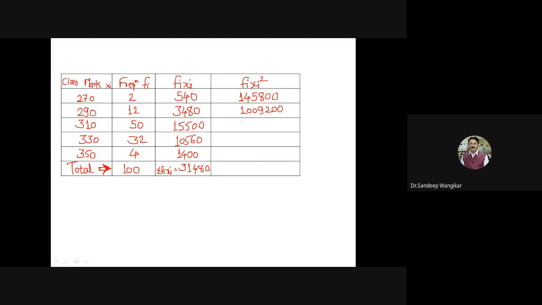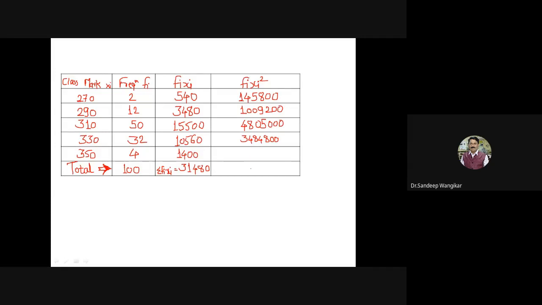4805000. Very nice. Next, 32 into 330 square. 3484800. Okay. Last value, 350 square into 4.